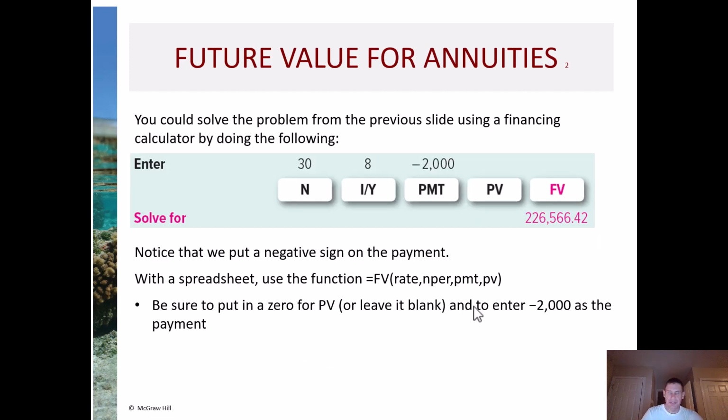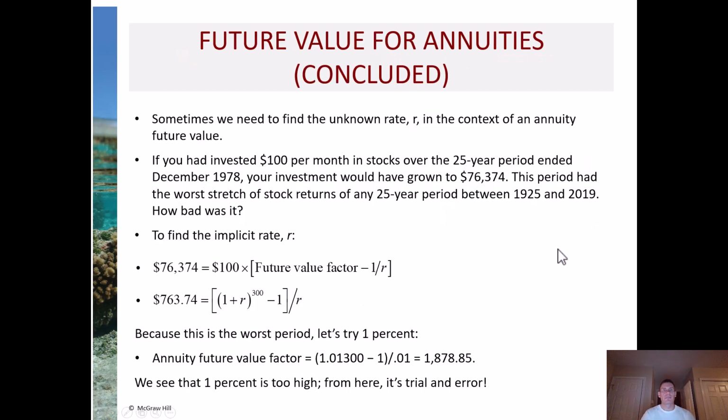Again, it's easier to just do it on the calculator. I know I keep saying it, but please just do it on the calculator. It's way easier. Put in N equals 30 for 30 periods. Interest rate per year is 8%. Put in your payment as negative 2,000. Leave the present value blank. Don't even put a zero. Just solve for the future value, and you will get the same number in a whole lot less time.